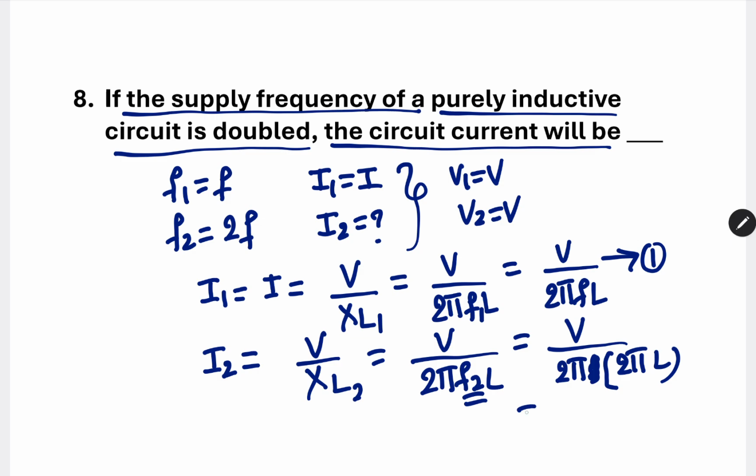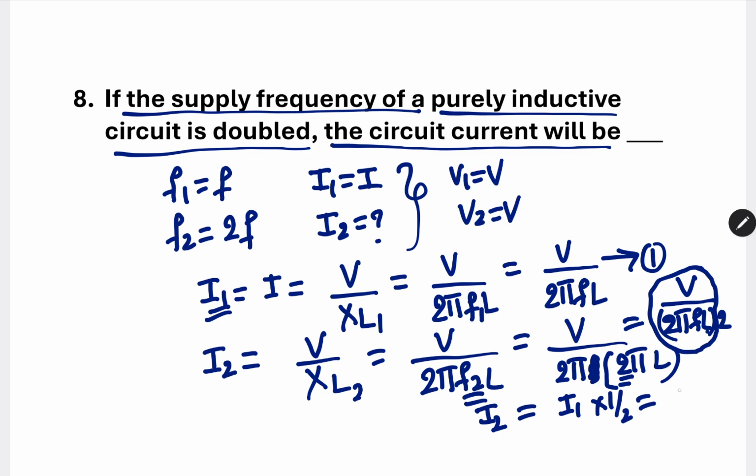2L. So this I am writing as V by 2 pi FL, that I am bringing outside; 2 pi FL into 2, the 2 I am keeping outside. So V by 2 pi FL is nothing but what? I1. So I1 divided by 2, I2 is equal to this value, I1 into 1 by 2. So I1 by 2. So current is becoming what? Half. When the frequency is doubled, current is becoming half. That means current will be halved.